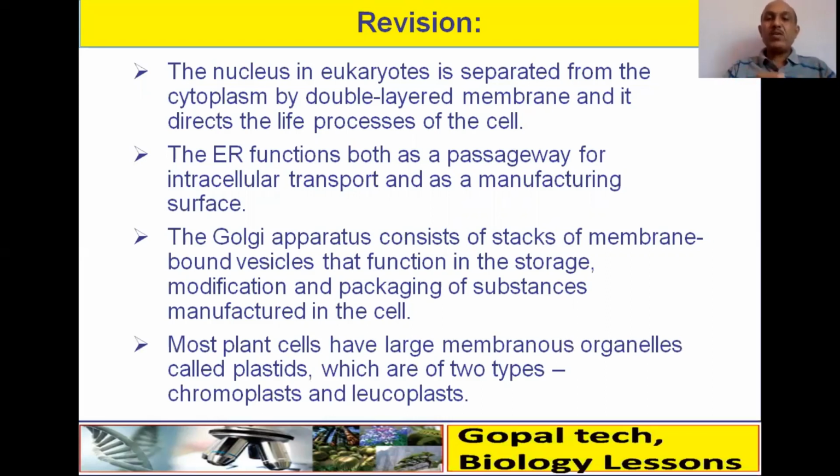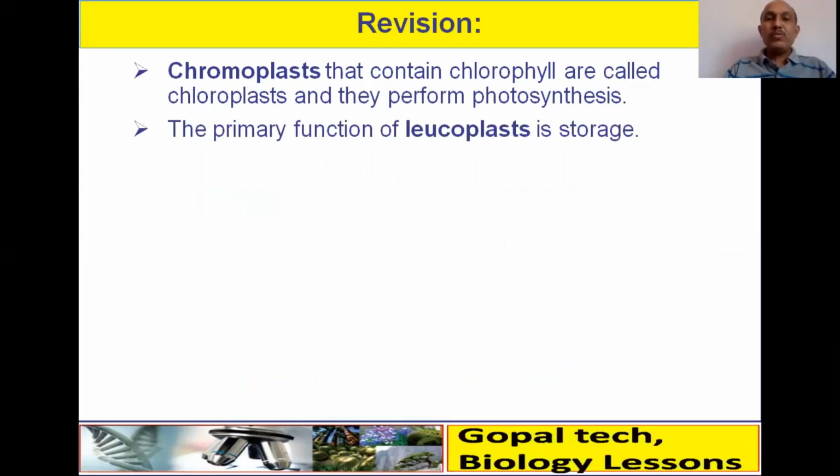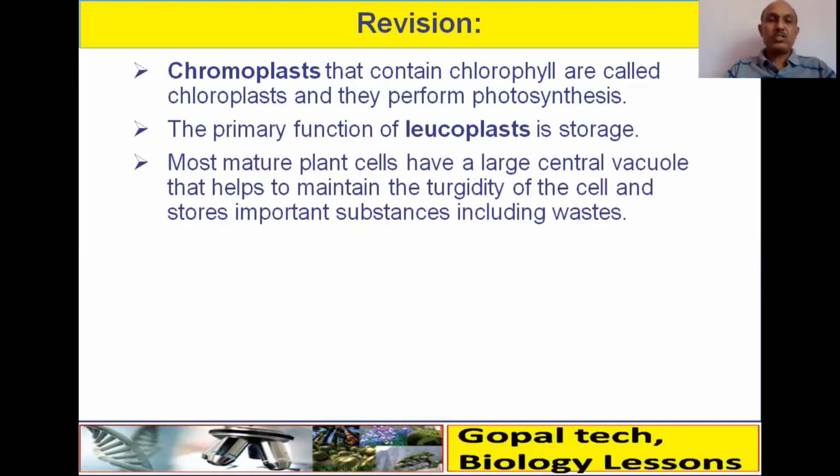Most plant cells have large membranous organelles called plastids. Plastids may be of two types, chromoplasts and leucoplasts. Chromoplasts that contain chlorophyll are called chloroplasts. They help in photosynthesis. The primary function of leucoplasts is to store either proteins or starch.